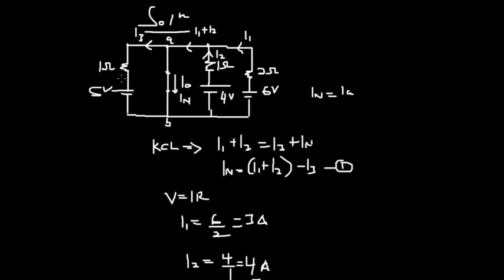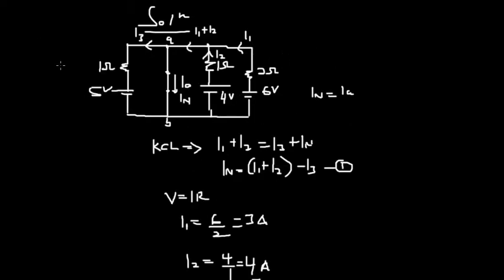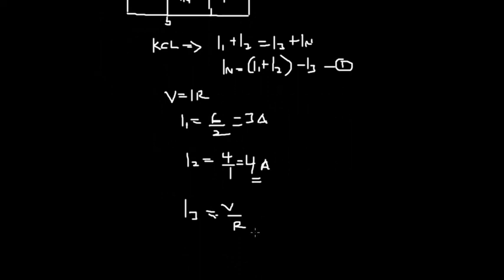Let's look at I3. I3 is the same thing. I3 is equal to the voltage over the resistance. We've been given 5 volts and 1 ohm, so we have 5 over 1 ohm, which gives us 5 amps. From here you can just find IN. You can find IN over here. So you know that IN is equal to what?